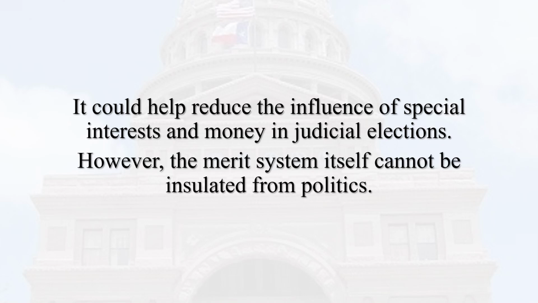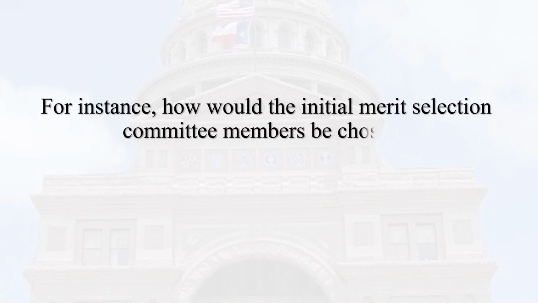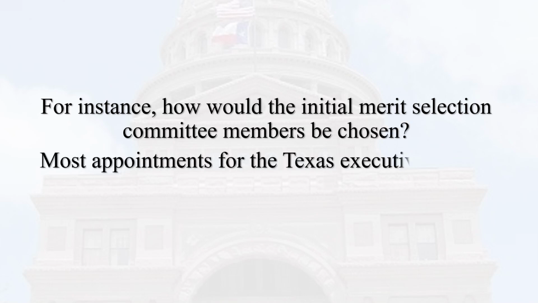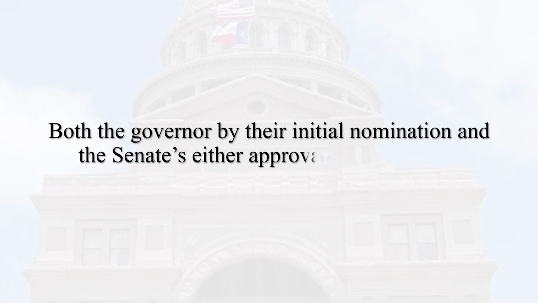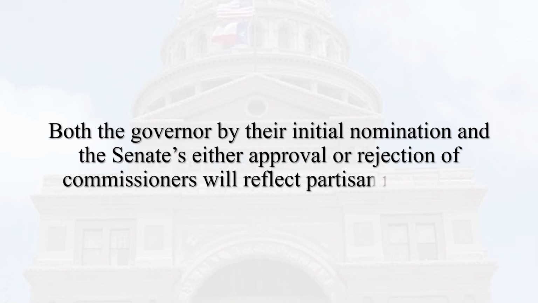However, the merit system itself cannot be insulated from politics. For instance, how would the initial merit selection committee members be chosen? Most appointments for the Texas executive branch are made by the governor with the approval of the Senate. Both the governor, by their initial nomination, and the Senate's either approval or rejection of the commissioners will reflect partisan reasoning.